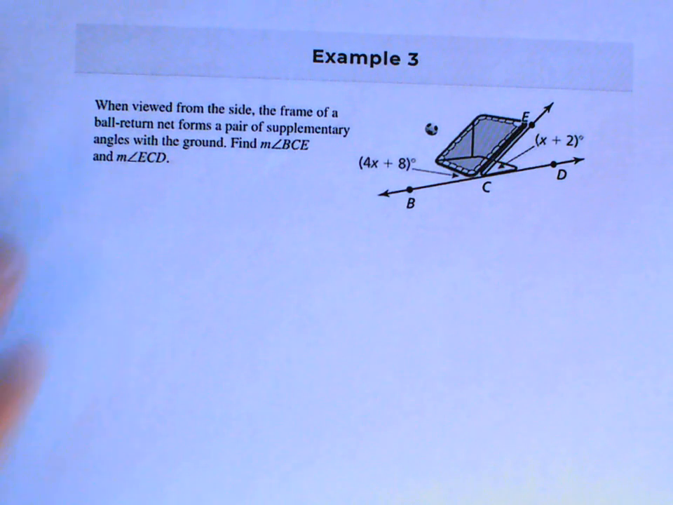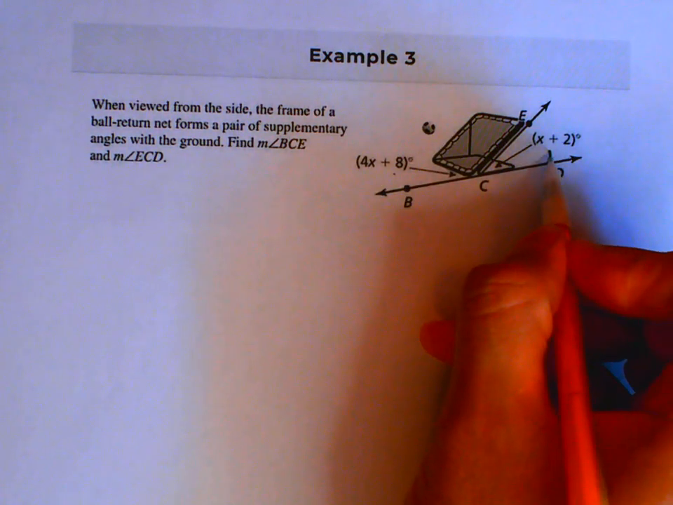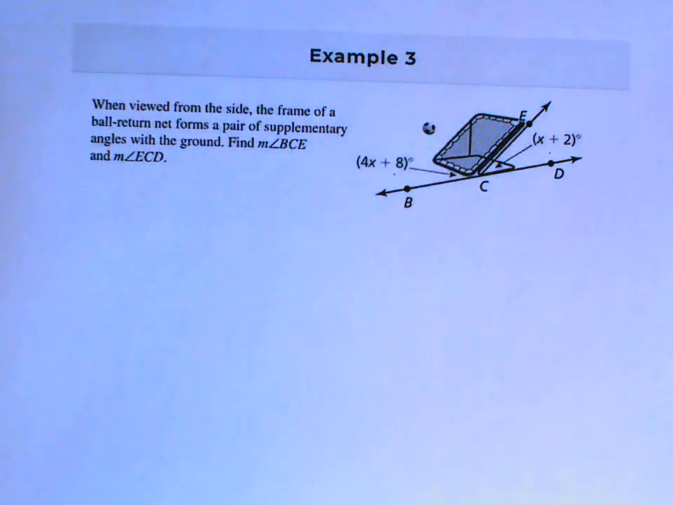Now, I've never played soccer, and I've actually never seen this, but apparently it's something that they use. It says, when viewed from the side, the frame of the ball return net forms a pair of supplementary angles with the ground. Find the measure of angle BCE and ECD. Now, the key word here is supplementary. That means that their sum is 180. So I have to add this one and equal it to 180, solve for x, and then go back and plug it in on both.